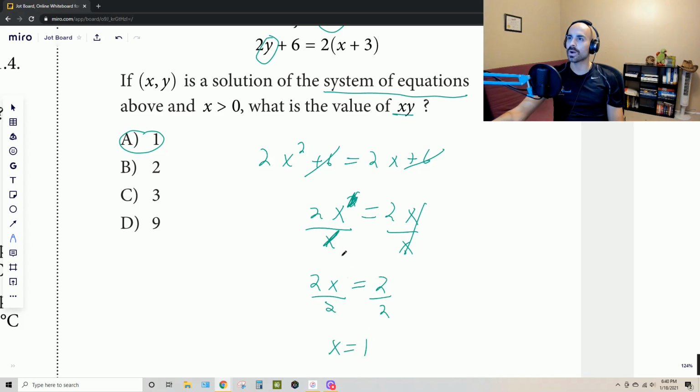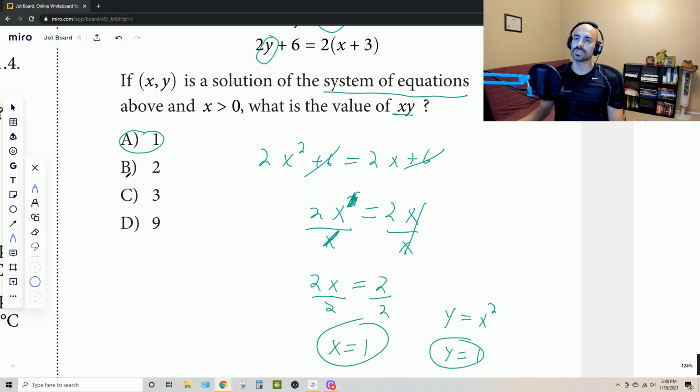So x equals 1, and then you just plug that into our original equation where we see that y equals x squared, which means y equals 1 squared, which means y just equals 1. Bam, bam, multiply, and you still get that 1.